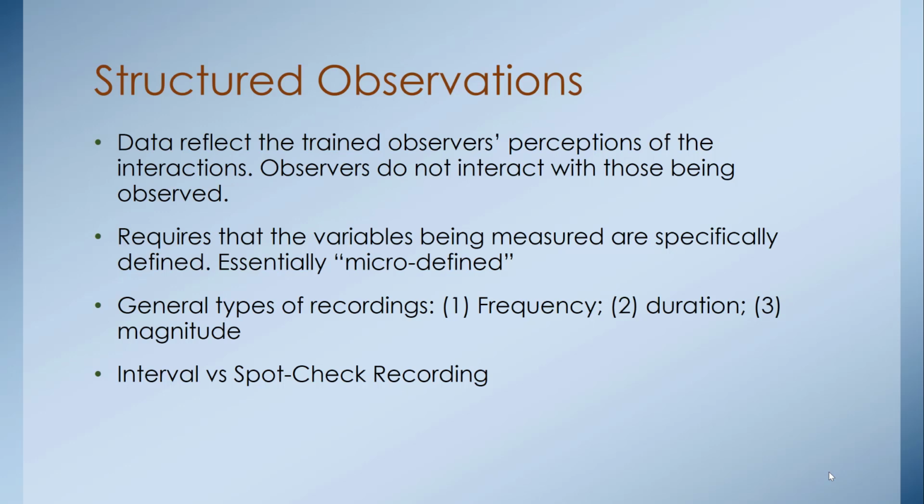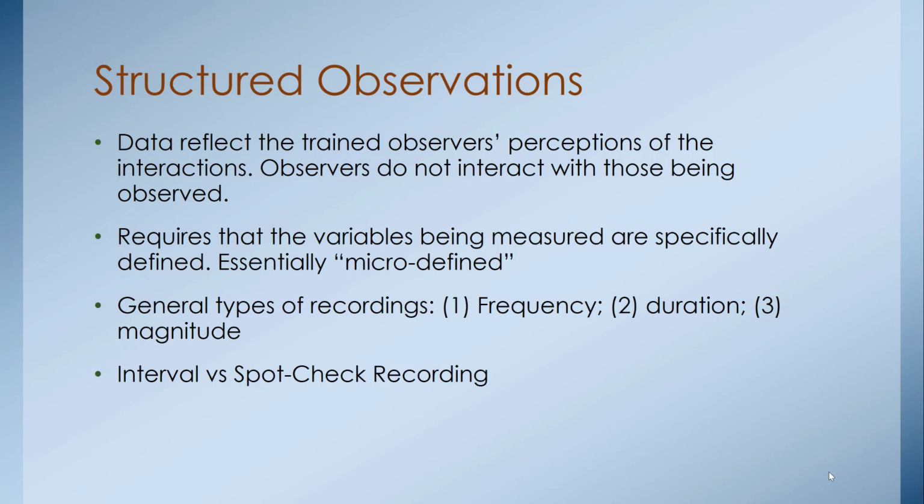So essentially in structured observations, the data that's collected is going to reflect the observer's perceptions of the interactions. While you can have it very specifically defined, it's still going to have a subjective component to it because it's going to depend upon the observer to identify the behavior you're looking for and to interpret it in the way that you are anticipating it will be interpreted, and then record it. The observers do not interact with those being observed. They just watch and record.